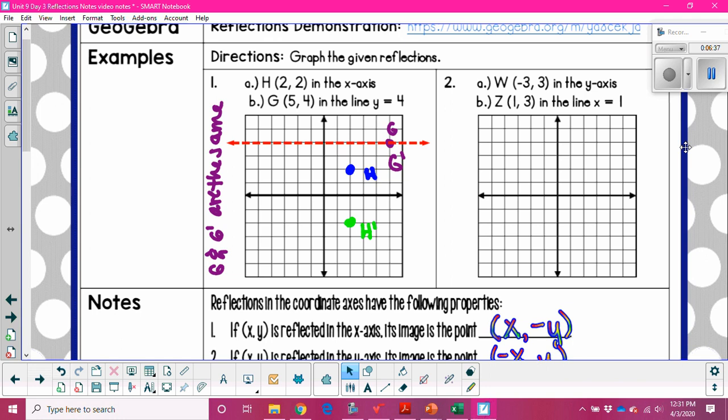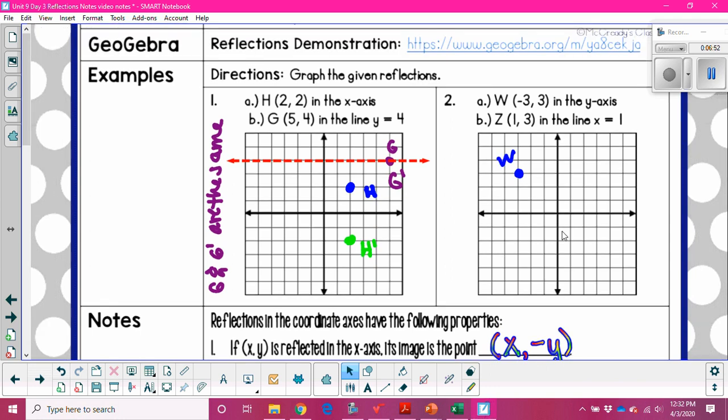Okay, so looking at number 2, W is at negative 3, 3. So 1, 2, 3, 1, 2, 3. So here's W. We're going to be reflecting it in the y-axis. So our line of reflection now is the y-axis. Remember, we're going to be reflecting across it, so we'll be going over here to the right. We're going to be the same distance away from our line of reflection on our image as we were on our pre-image. So we're 1, 2, 3 away from the line of reflection here, so we'll be 1, 2, 3 away from the line of reflection here. So W prime will be right here.